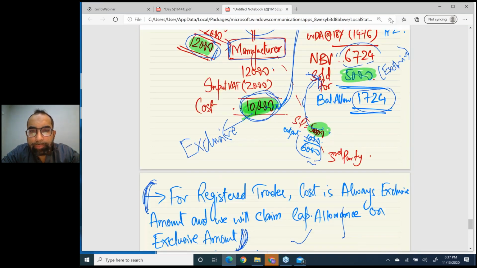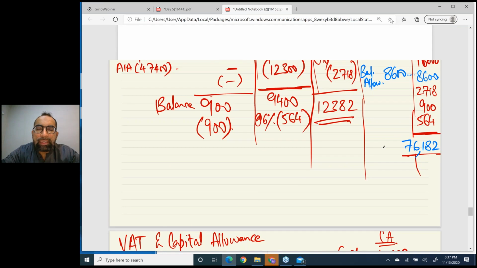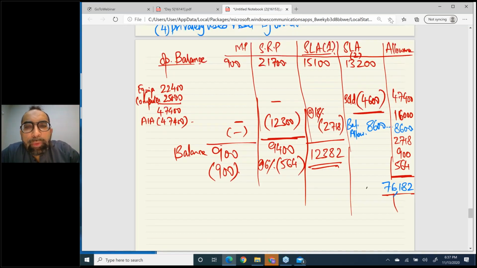Okay, one thing more I want to recall for you. Maybe you all know this. For depool assets, there are a few assets which are depooled. Depool means separate assets, they go separately. Two major depooled assets in our course: one is SLA, short life asset, and the other one is privately used asset by owner. They are depooled, so whenever depooled assets are sold, we do immediate balancing adjustment.